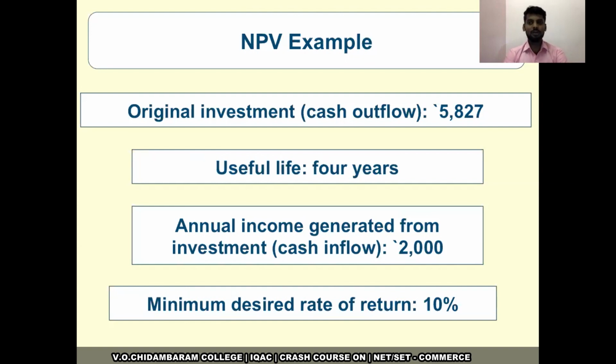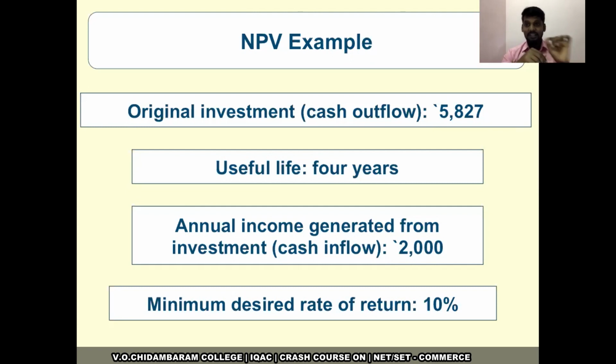A common layman would think: 2,000 for 4 years comes to about 8,000 rupees. I'm investing only about 5,800 rupees and getting 8,000 rupees as a return, so it's a profitable one. That is what a common layman would think. But it is not the case.